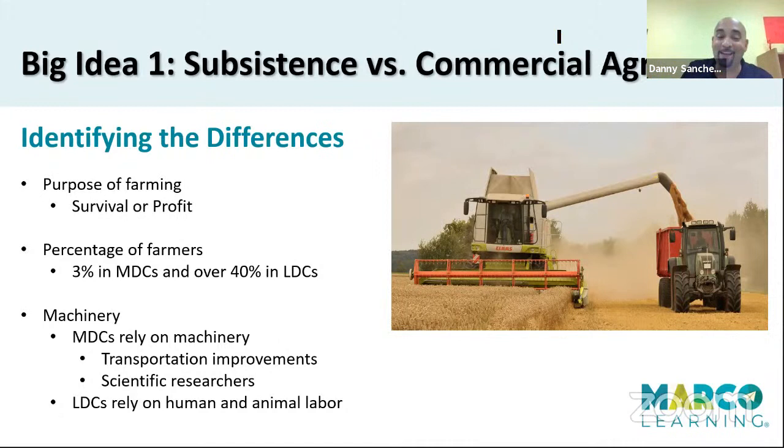And additionally, you might have scientific researchers that are committing money to finding ways to farm much more efficiently and on a better scale. LDCs rely on human and animal labor. This is going to be people working with their bare hands. This is going to be oxen pulling a plow through a flooded field. They just don't have the capital. They don't have the money to be able to invest into having machinery like you see in this picture.